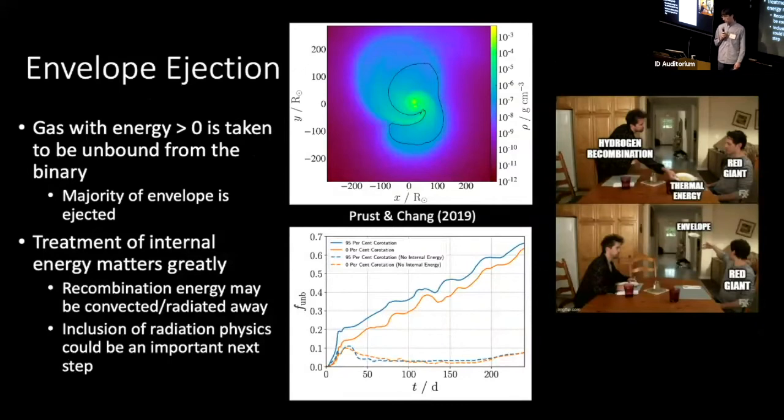And we find that over just a couple hundred days, most of the envelope is ejected from the system, but we find that the answer you get for how much of the envelope is ejected depends a lot on your treatment of the internal energy of the gas. This is of particular importance because using the MESA equation of state allows us to include the effects of recombination energy. Hydrogen is expected to recombine in the outer envelope, and this could inject a lot of energy into the system, which could help unbind the envelope.